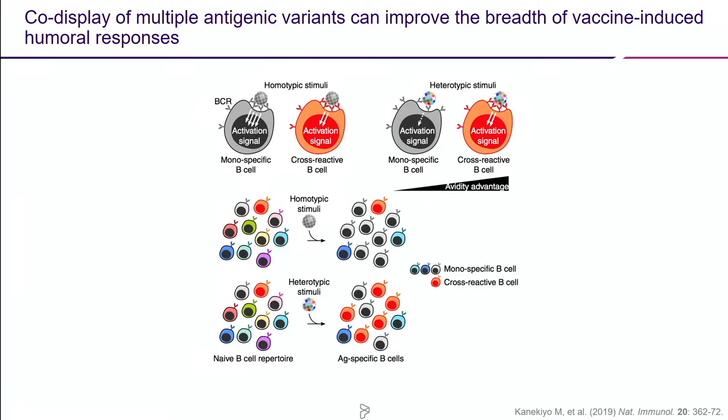And that's because if the gray B cell is specific to a single strain, it will only bind one of the antigens on the particle, but that particle will not drive receptor clustering because the BCR doesn't bind the other antigens there. The cross-reactive orange B cell binds all of the hemagglutinins on the particle, that drives receptor clustering, and you get expansion of that clone. And so you're trying to tilt the immune system towards the induction of broadly reactive antibodies.